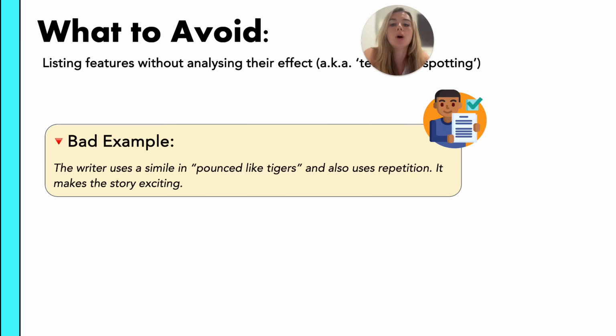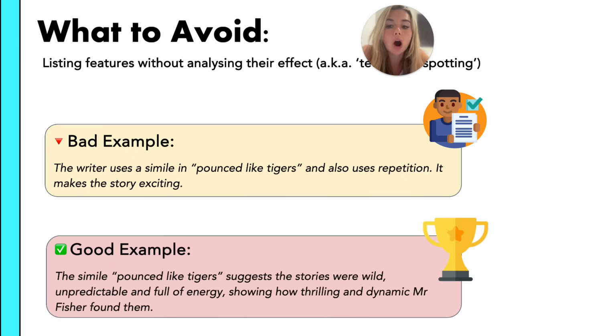So for example, if they said the writer uses simile, "pounce like tigers", and also uses repetition, it makes the story exciting. That's a bad example. I've literally just stated the technique. It makes the story exciting. I've not really explained the effect of the technique. I've not used my what, how, why approach. I want to go into detail.